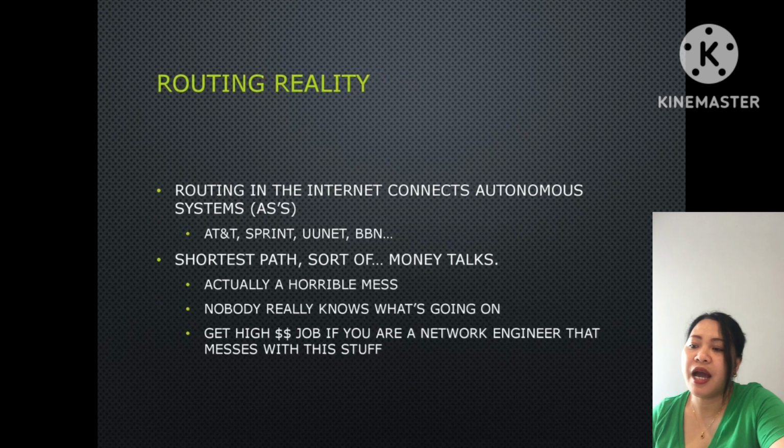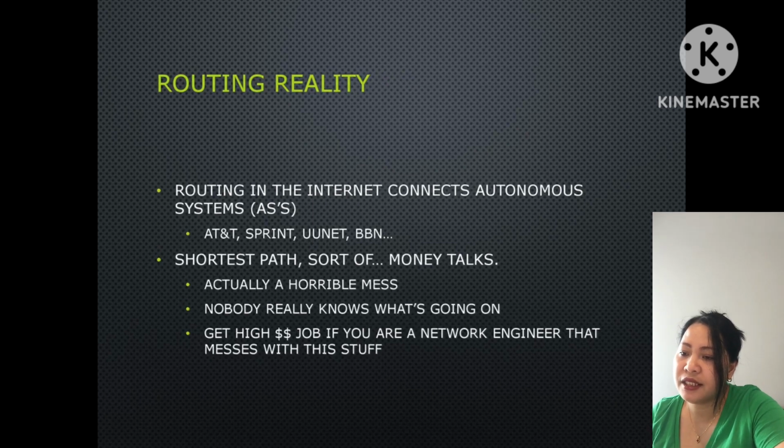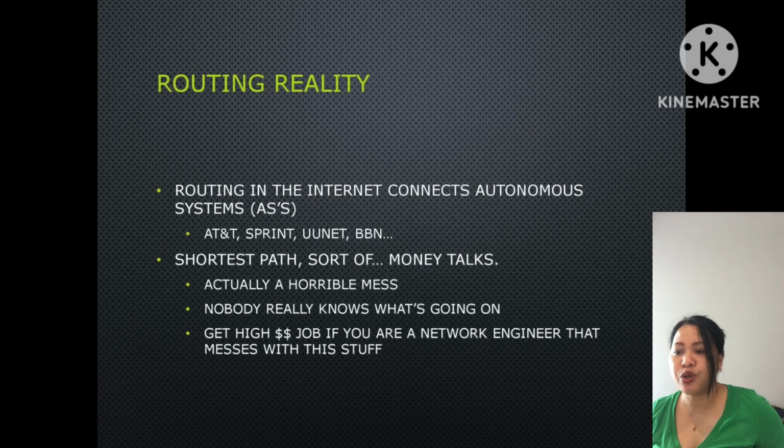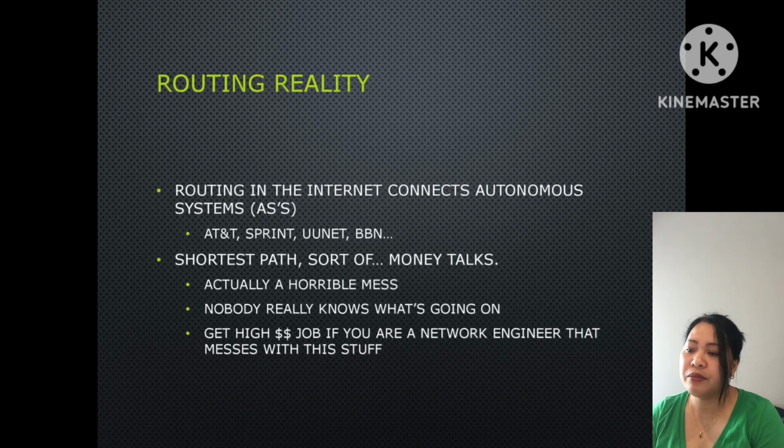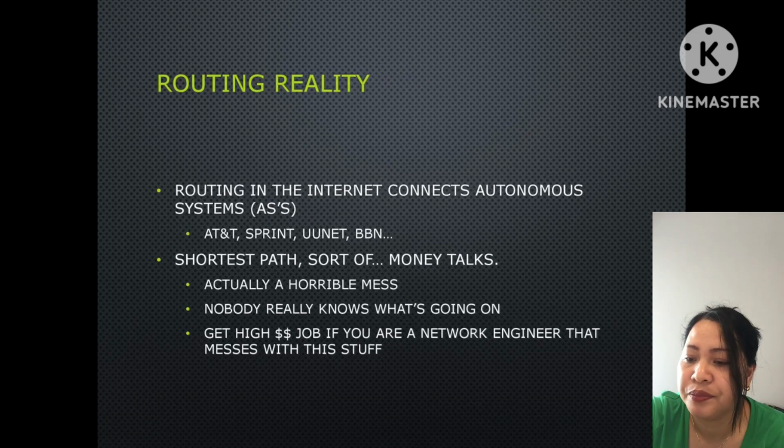Routing reality: routing in the Internet connects autonomous systems like AT&T, Sprint, UUNet, and BBN. Shortest paths sort of matter, but money talks. Actually, it's horrible, which means nobody really knows what's going on. You can get a high-dollar job if you are a network engineer who messes with this stuff.